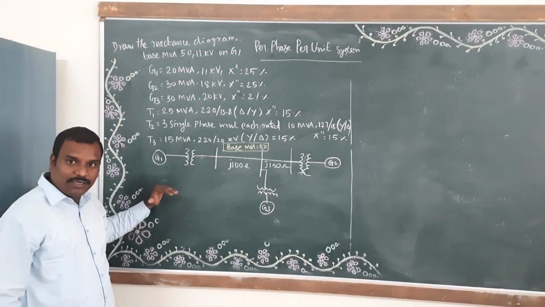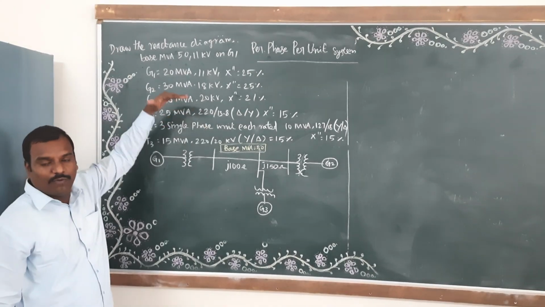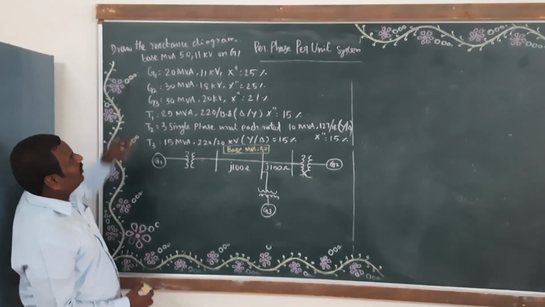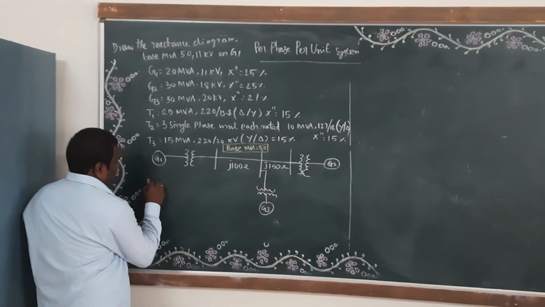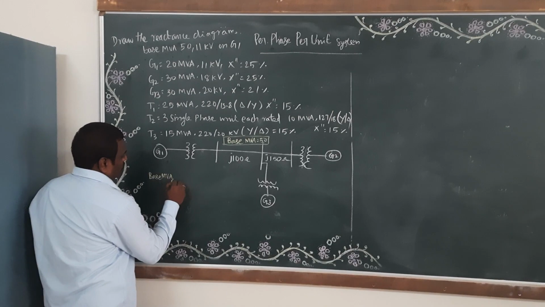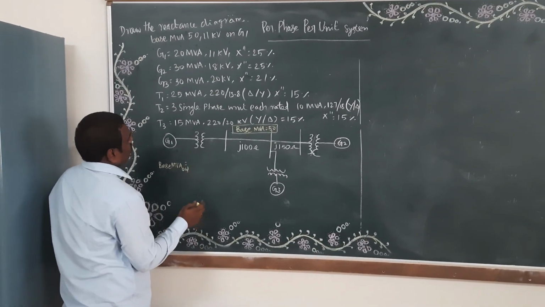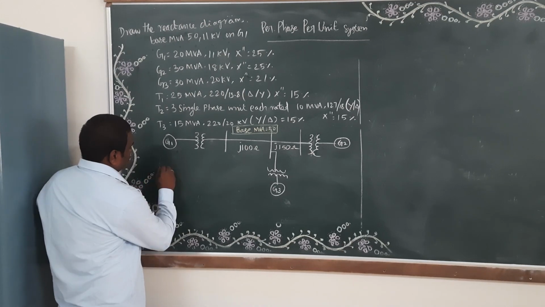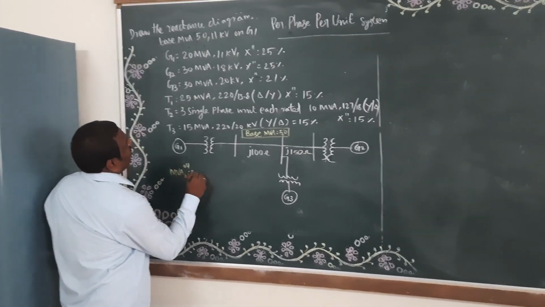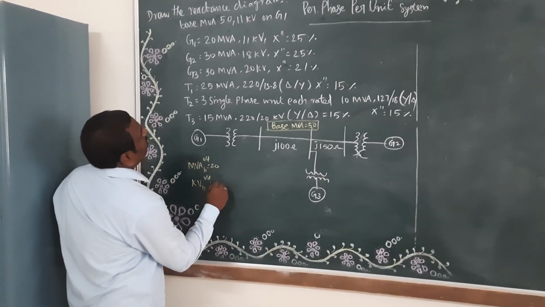Right? So now what we are going to do is write the old values. What are the old values given in the problem that we are going to write? So for the generator, what are the old values? Or I can write in short, MVA base old equal to 20, kV base old equal to 11.